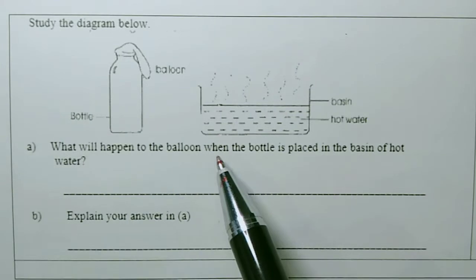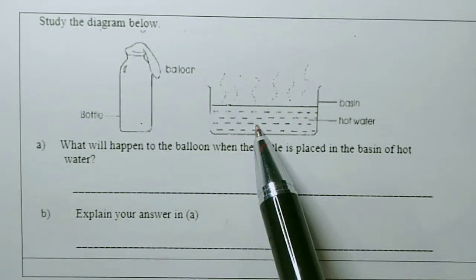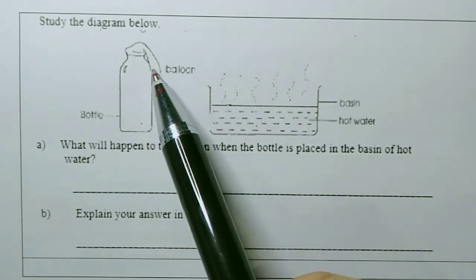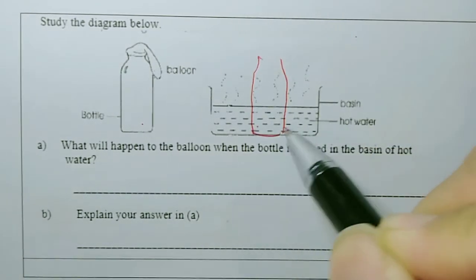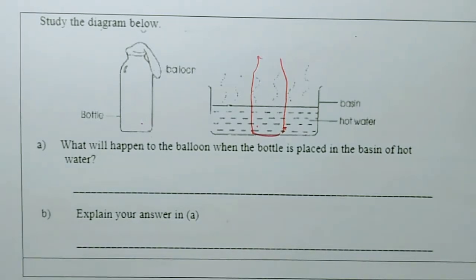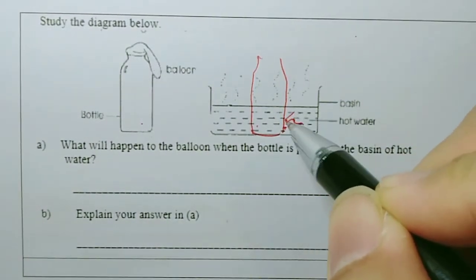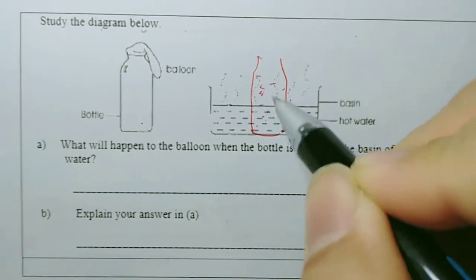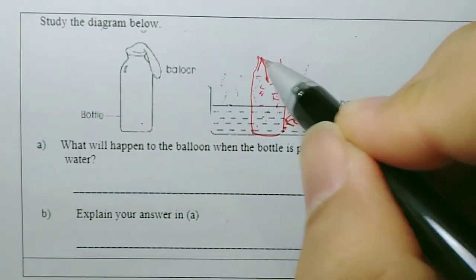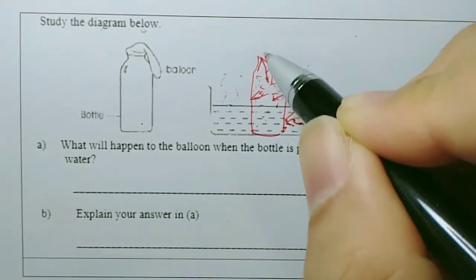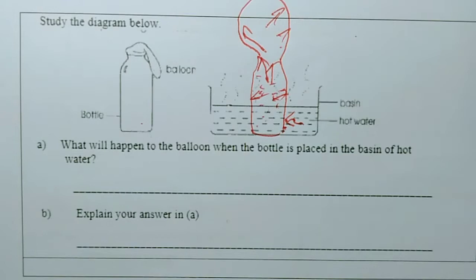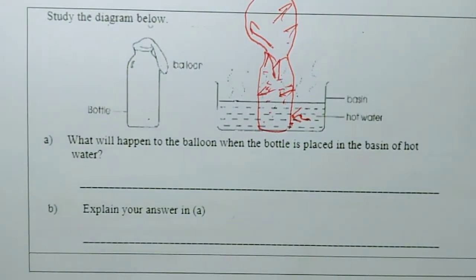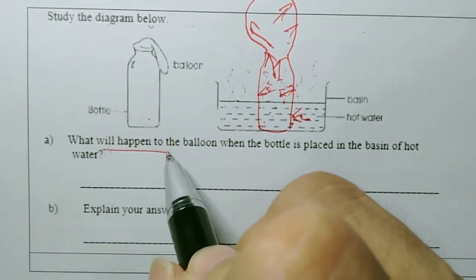Last part here. Alright, so put this bottle inside here and it will start to, what will happen if I put the bottle inside? So the bottle will gain heat. When the bottle gains heat, the heat will be conducted through the bottle to the air inside. But the air inside gains heat, air expands, pushes in all directions, and that means it will push the air inside up as well, push up the balloon and inflate the balloon. So what will happen to the balloon when the bottle is placed inside? What will happen? I'm going to explain, right?